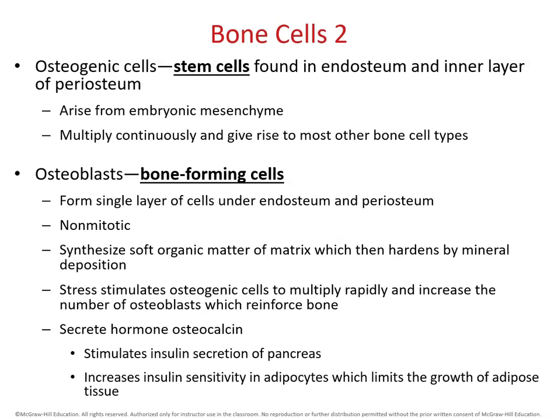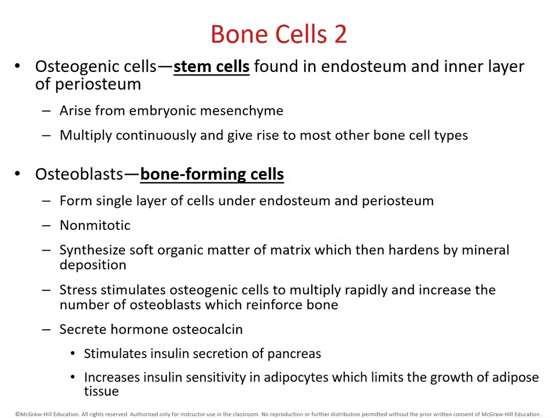Then we have osteoblasts. Osteoblasts are the cells that form the bone. It's important to note here that these are non-mitotic. This is an important point that differentiates them from the other bone cell types. So they're not mitotic. They do not do mitosis. So the organic matter, when I say organic matter, I'm talking about things that are carbon-based. That organic matter in the matrix hardens as calcium and phosphorus and magnesium and other minerals are deposited.